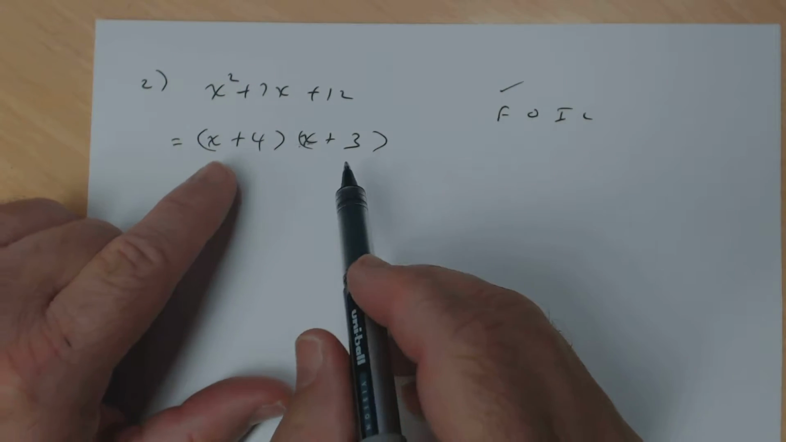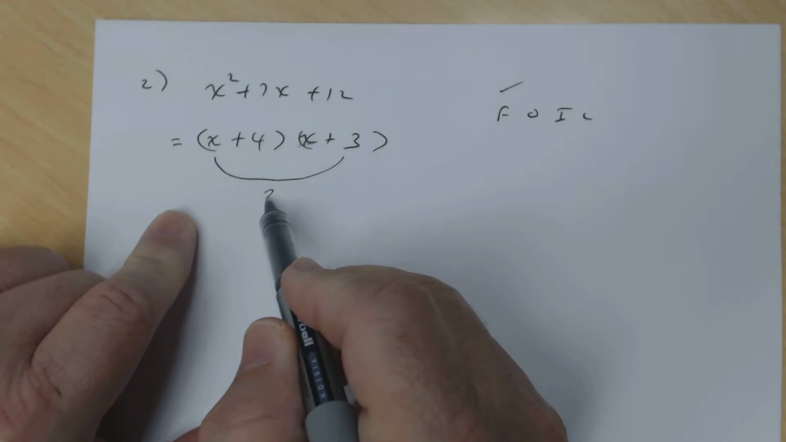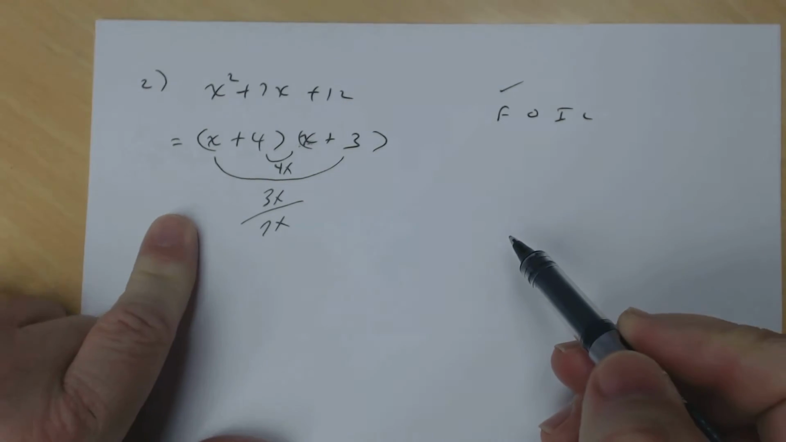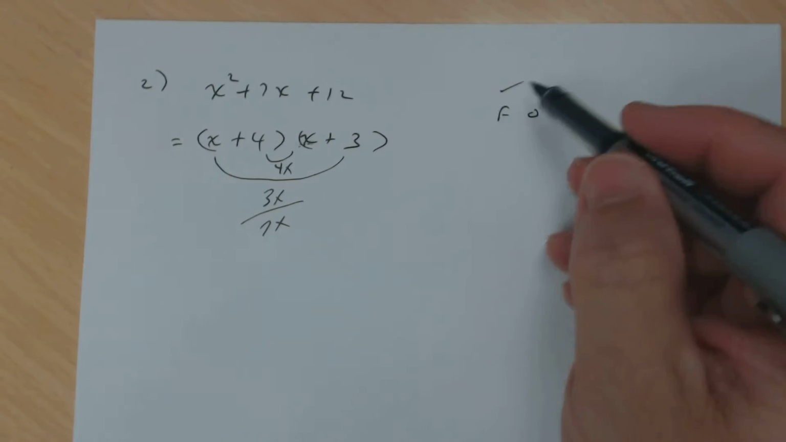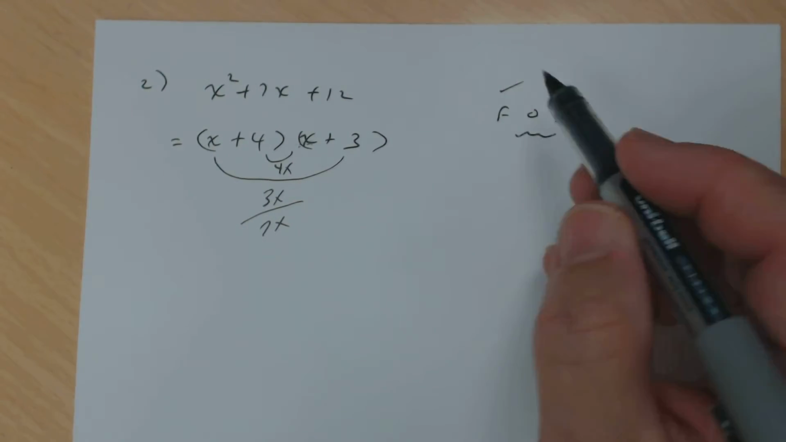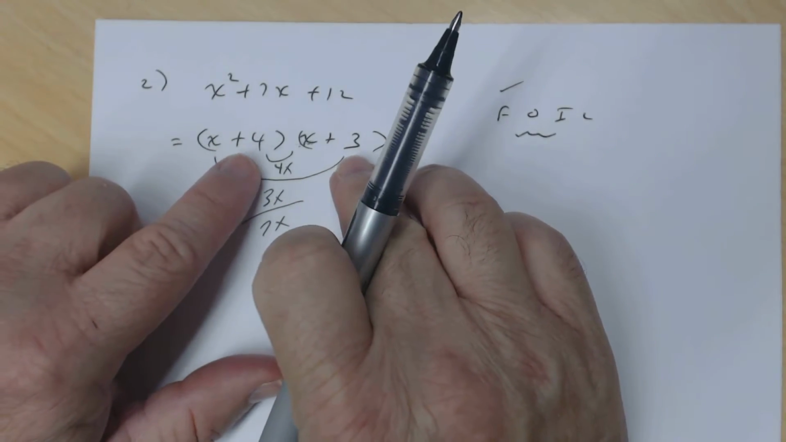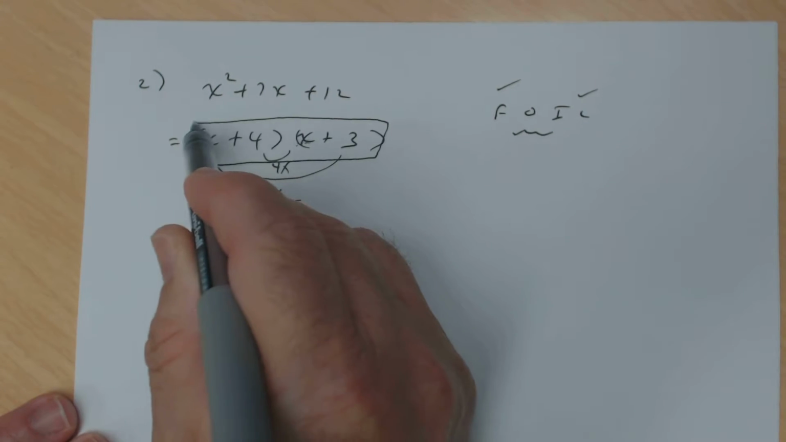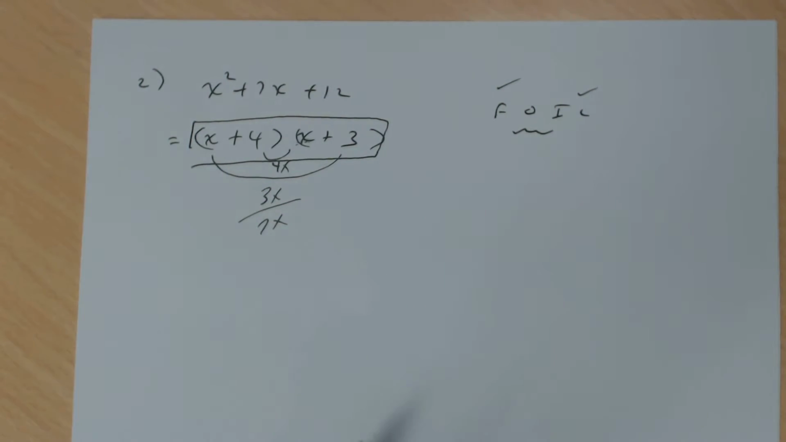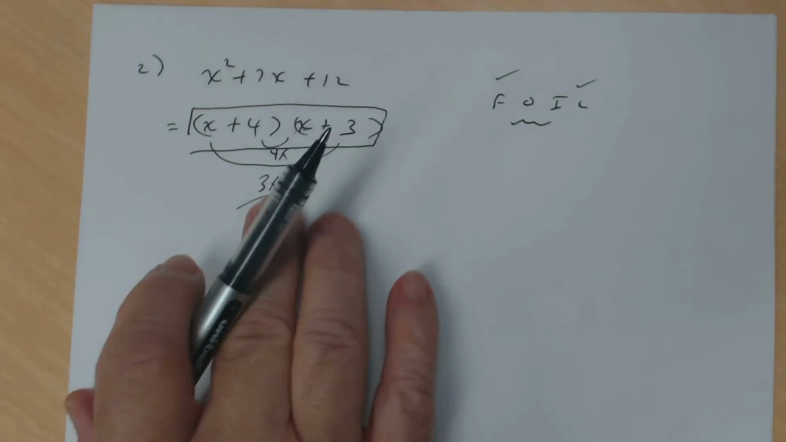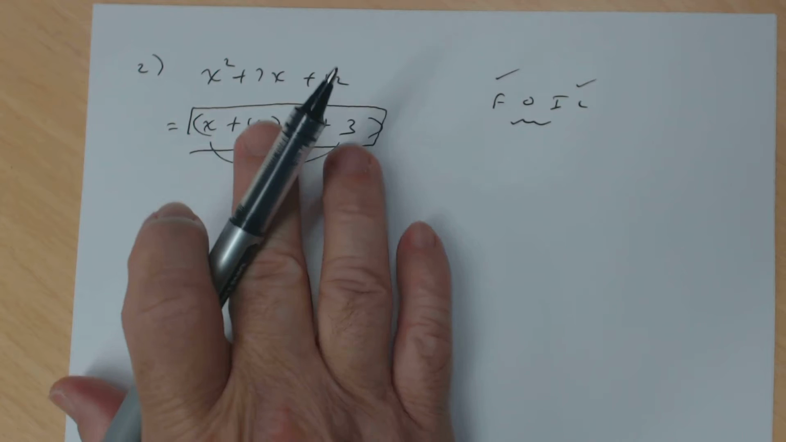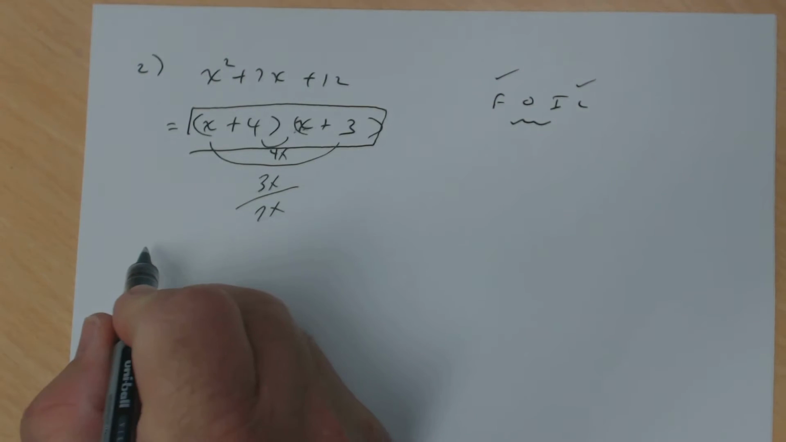And always check yourself before you go on. The outer is 3x. The inner is 4x. And when I add them up, I do get 7x, and that's what I wanted. So my outer and inner work. My last, a positive 4 times a positive 3, is a positive 12. That works as well. So this is your answer. This right here is just you checking to make sure that when you multiply it out using the FOIL method, you get this back.